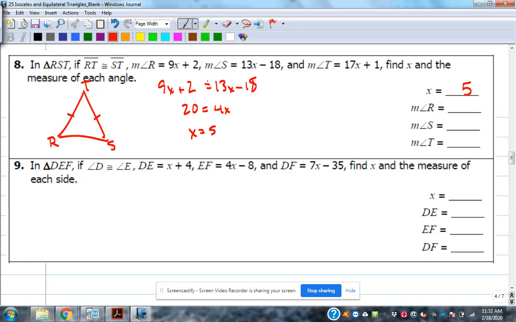5 times 9 is 45 plus 2 is 47. 65 minus 18 is 47 again. Oh, those are congruent anyway. And then T, 17 times 5 is 85, plus 1 is 86.